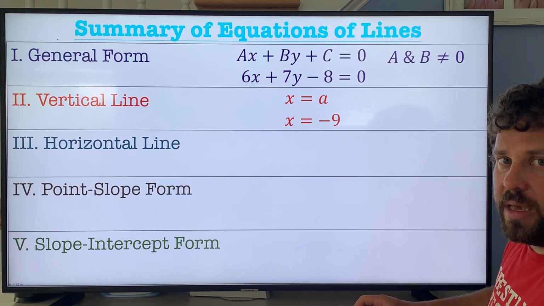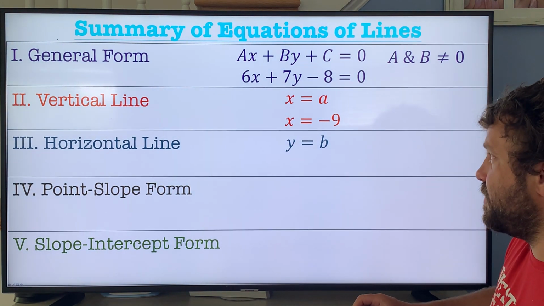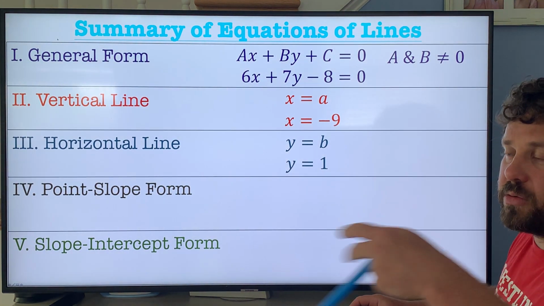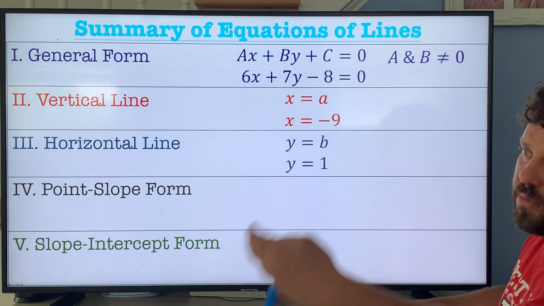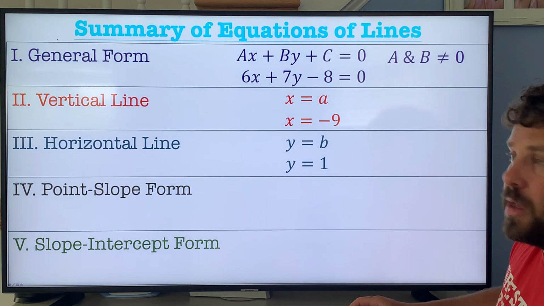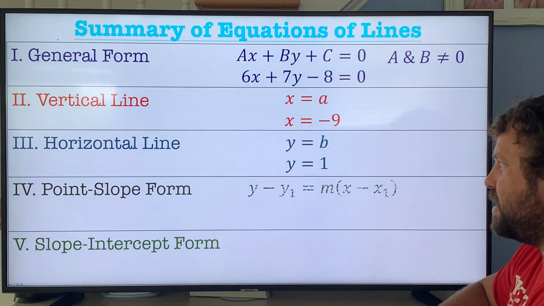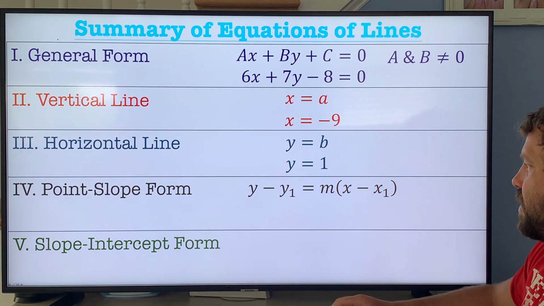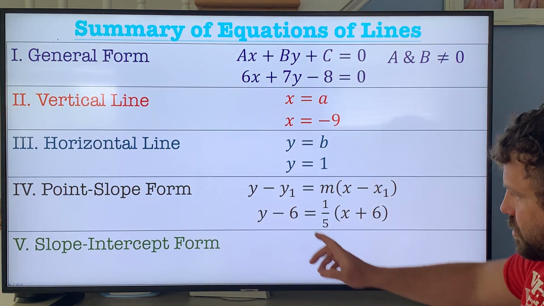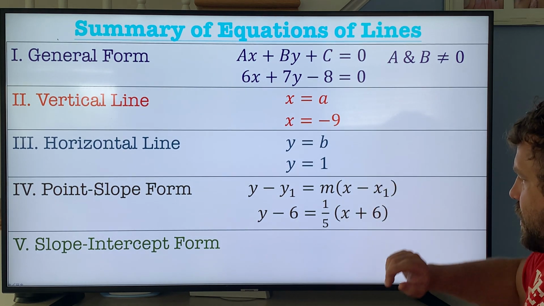Horizontal line, y equals b. B is any number too. It doesn't necessarily have to be a different number. Y equals 1, y equals 2, y equals negative 3, y equals negative 1 billion over 6,061. Y equals pi, okay, same thing. Point-slope, we just did that. Y minus y1 equals m times x minus x1. So an example of this would be like y minus 6 equals 1/5 of x plus 6, right?